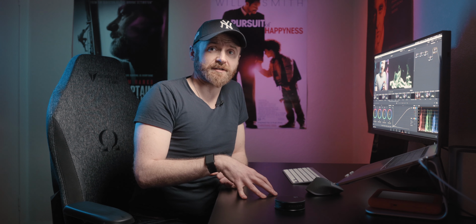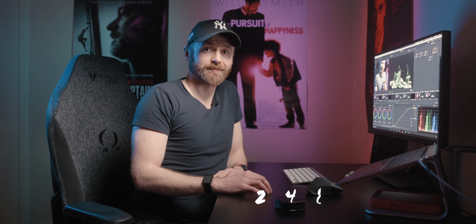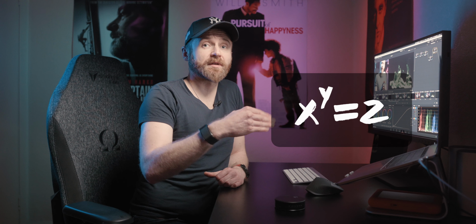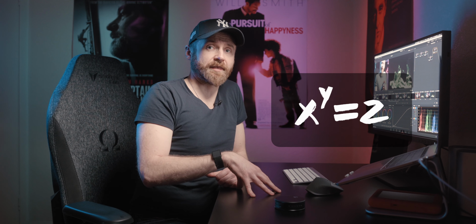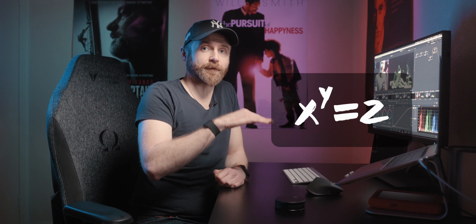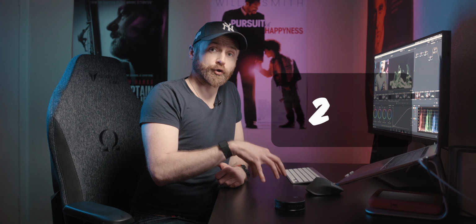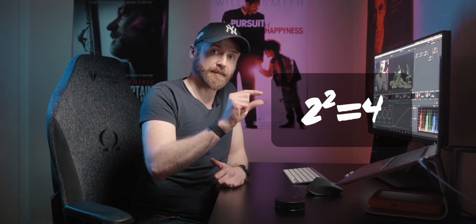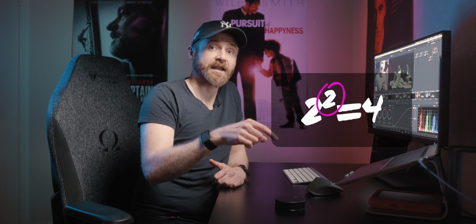The only thing is you will not find the number of stops on your fixed ND filters. You've got numbers like 2, 4, 8, 16, 32, 64 and so forth. And the way you count them is that easy. If you think about math and how you calculate something to the power of something, you have to remember one thing: every single ND filter is counted from the number 2. So 2 to the power of 2 is 4. So ND4 will be 2 to the power of 2. The power of 2 means it's 2 stops down.